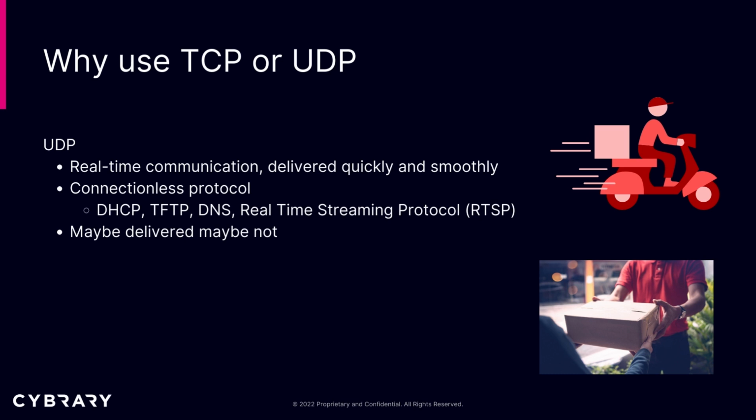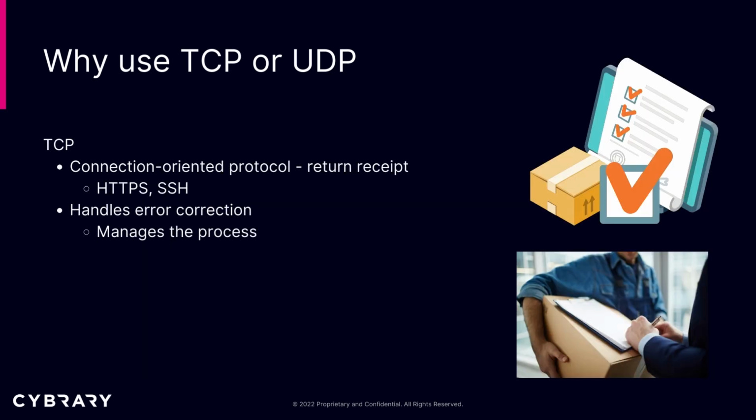Real-time streaming protocol, RTSP. That's video streaming. It does not need an acknowledgement back. So those are good uses for UDP. And again, with that connectionless protocol, it may be delivered, it may not. It's just sending out of the data.